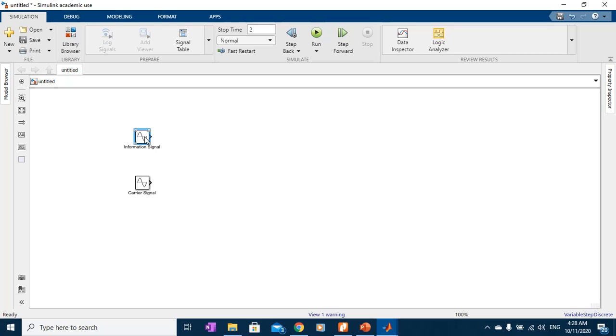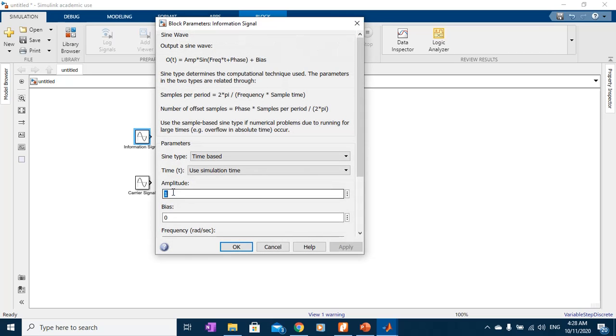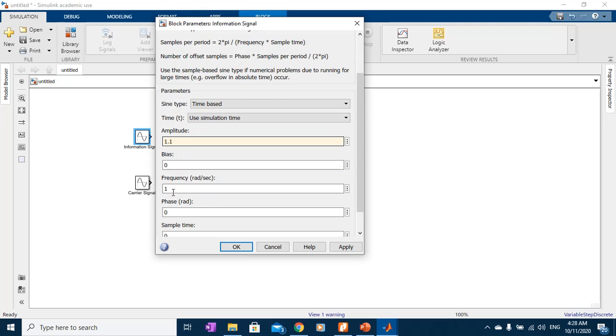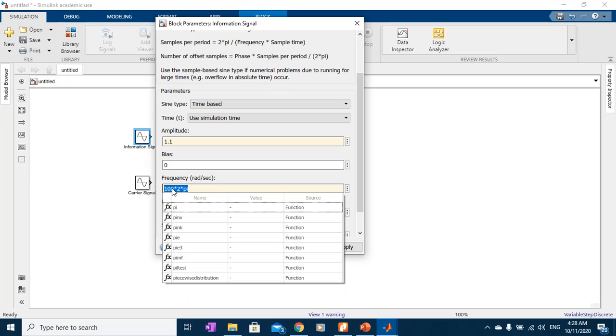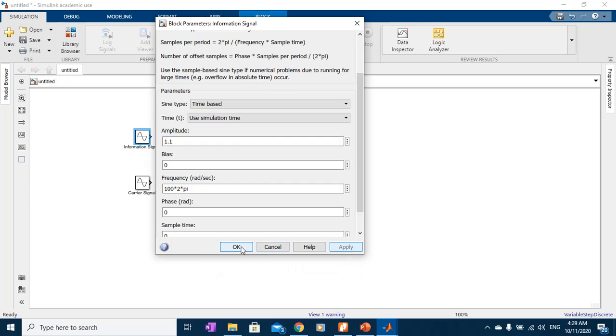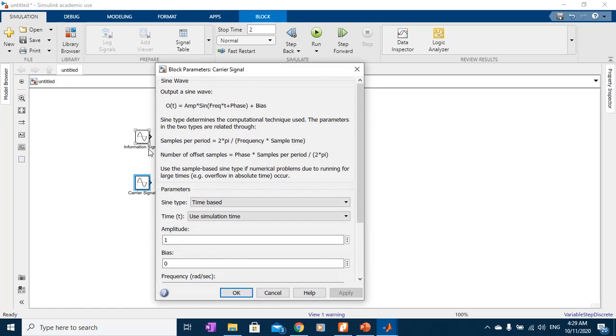Next, we need to determine the amplitude and the frequency of the signal. For information signal, the amplitude will be 1.1 and the frequency will be 100 Hz. Since this is in radian per second, we will add times 2 times pi to represent the omega.